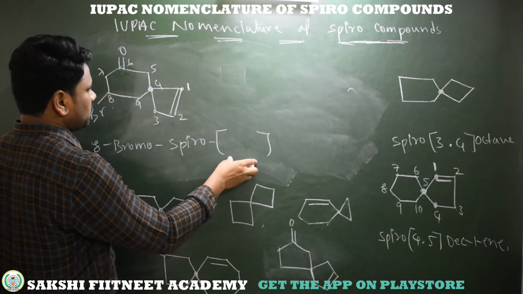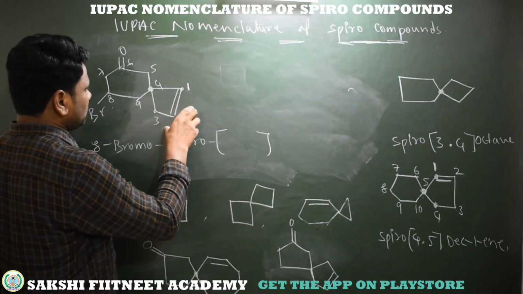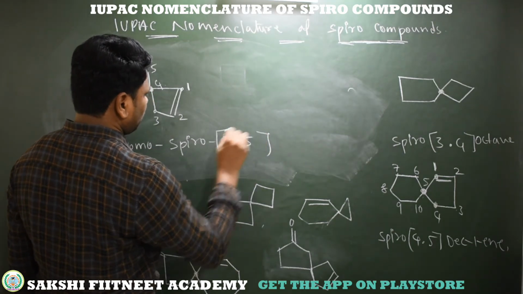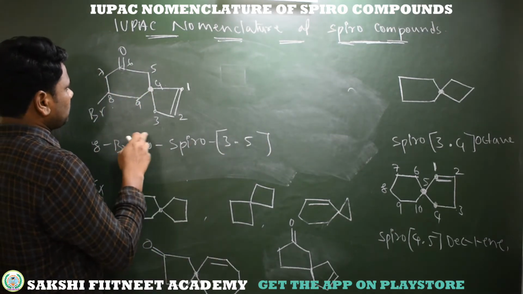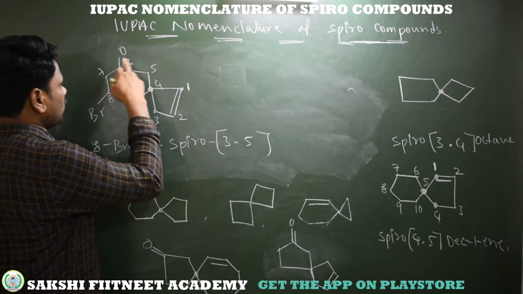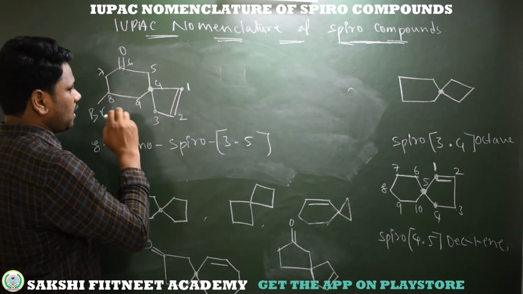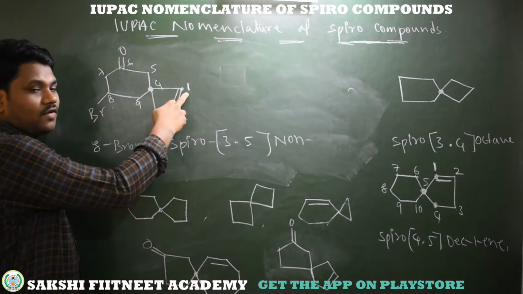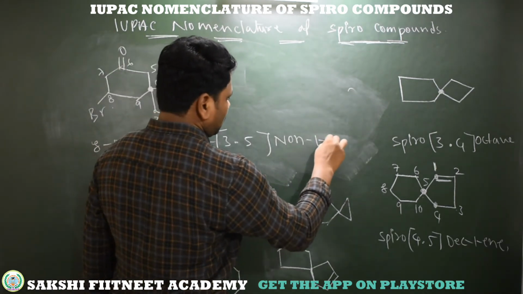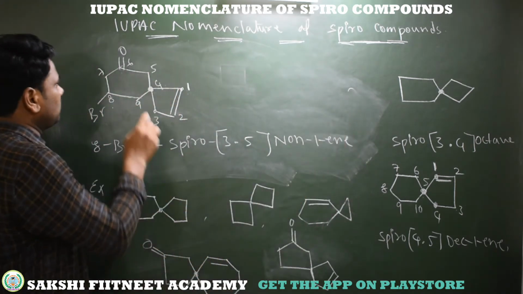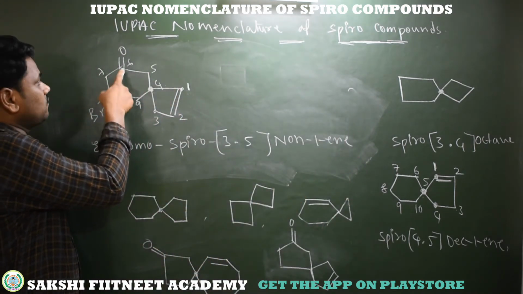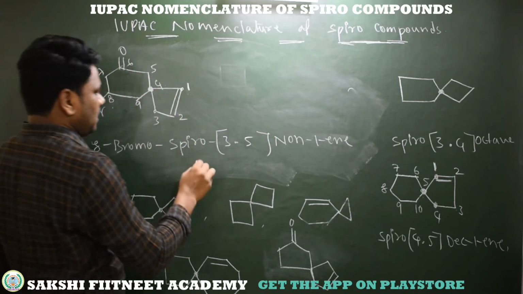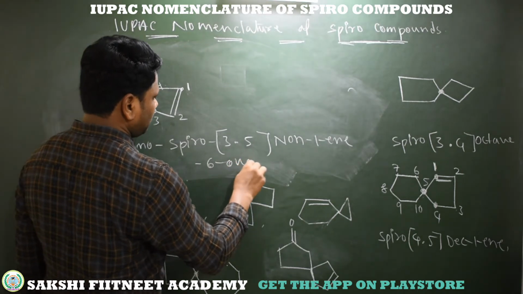In this we must give 2 positions, 3 carbons in this small ring and 5 carbons in this large ring. It becomes 3.5, and here unsaturation is there at first position, and the total number of carbons in this spiro compound is 9. It becomes nonane, and at first position we have unsaturation, it's 1-ene, and last, that is the secondary suffix, which is the ketone functional group at 6th position. It becomes 6-one.